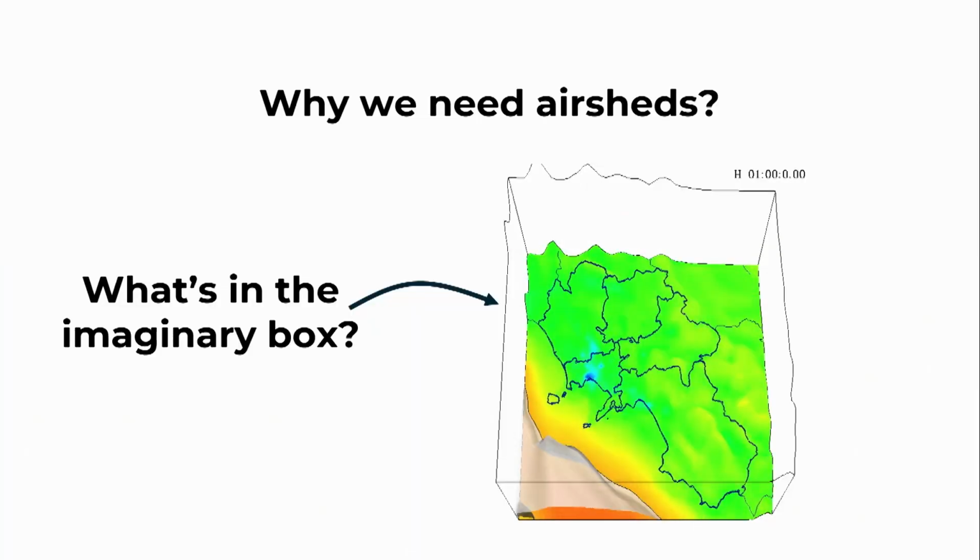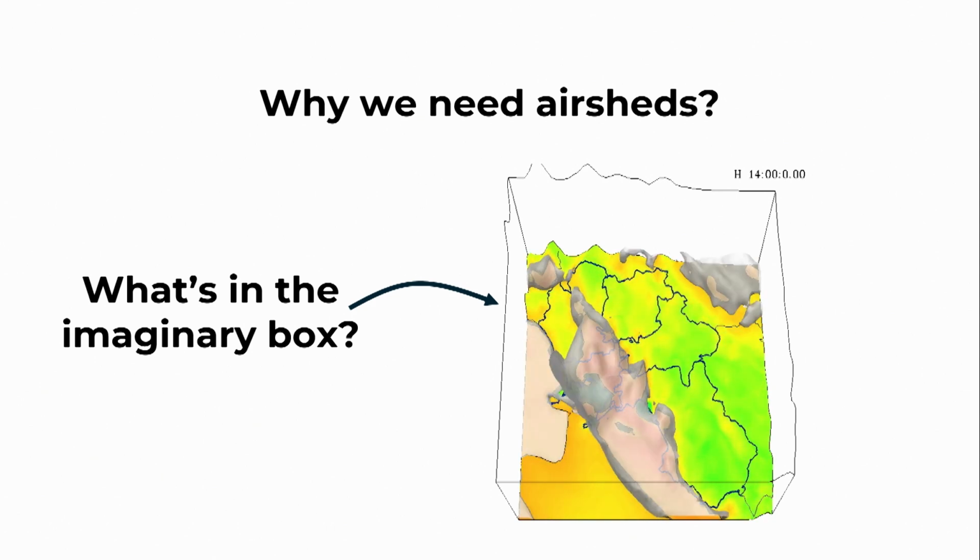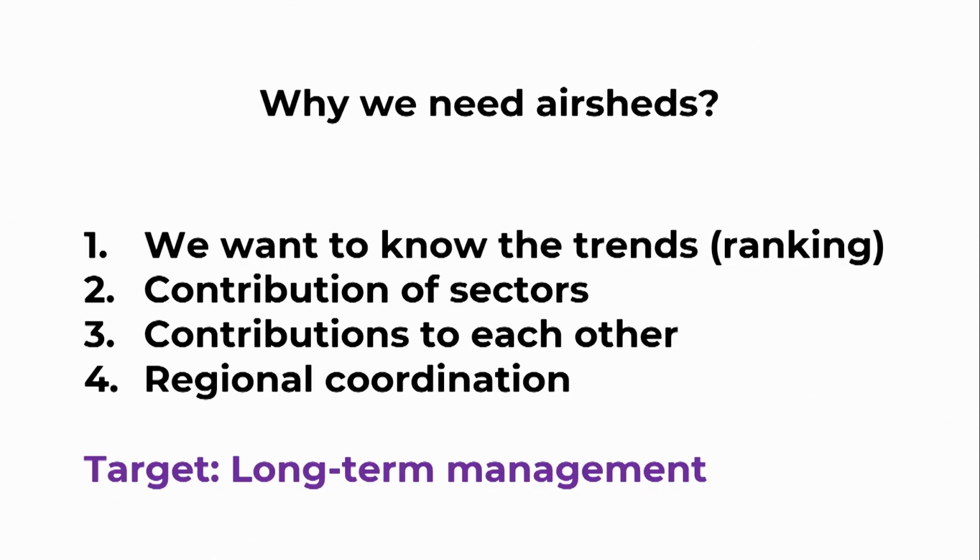It's basically a box. It's an imaginary box, beyond the political boundaries of a city or a state or the country. So you draw a box, and what do you want in these airsheds? These are the things we want to define. Everything as a number. We want to know the trends, because eventually everybody wants to rank everything, right? PM2.5, SO2, emissions, sectors. We want to rank everything. So we want to know, what are these trends?